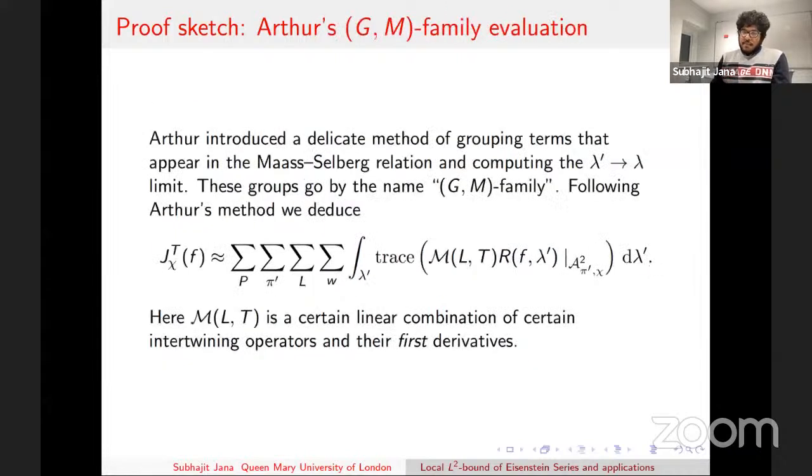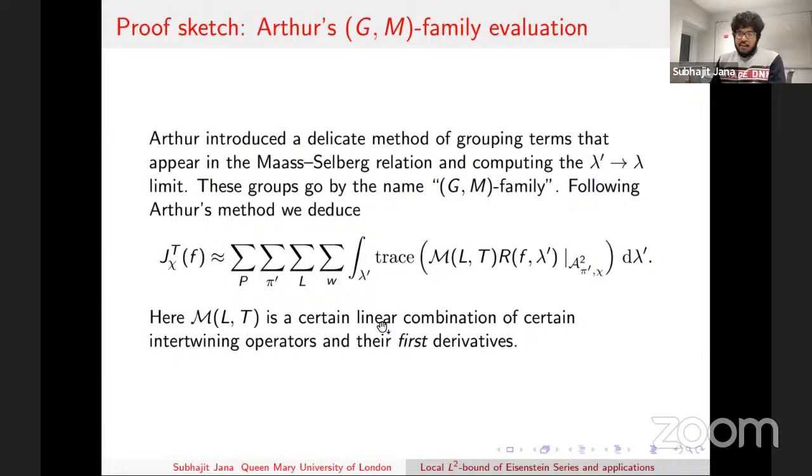And we choose f so that in some sense it localizes over a one-radius ball around lambda. The main ingredient that goes into the proof is the GM family of Arthur, in some sense the sophisticated name for grouping all the terms in the Maass-Hilbert and computing the limit. What Arthur's method gives us is a long average over various things like the parabolic, some discrete representations, some Levis, some Weyl limits, and then the integral of a trace of essentially an intertwining operator M_L(T) that depends on L and the Levi and the truncation parameter in some way, and then this projection operator R_F(lambda) on the space A2(pi, chi).